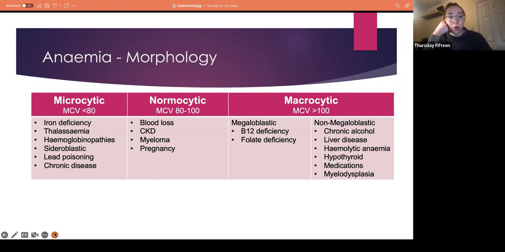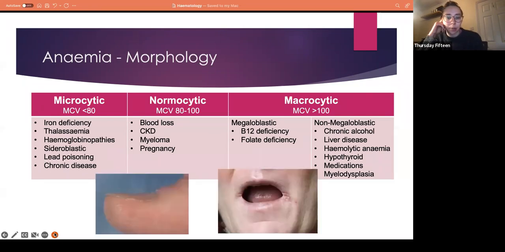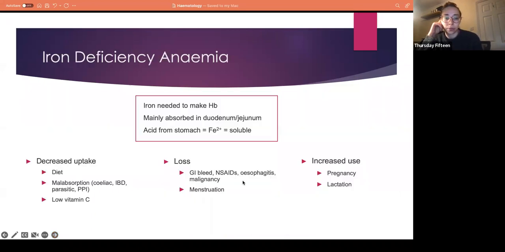So essentially, when you've got a question about anemia and they're showing you a set of blood results, it's important to look at the MCV because they're narrowing down your differentials for you in the question. So just remembering a table like this can be really helpful. There's a couple of pictures of the classic anemia signs. This one's the spoon-shaped nail, koilonychia, and there's some angular stomatitis around the mouth.